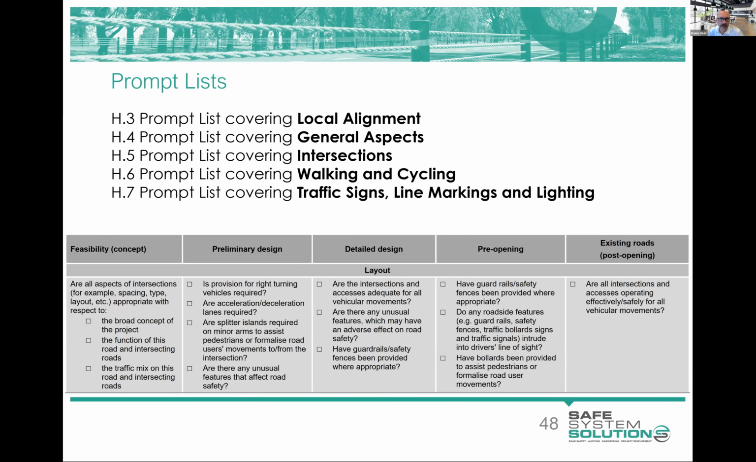But really, these are the prompt lists. There are prompt lists covering local alignment, general aspects, intersections, walking, cycling, traffic signs, line marking, lighting. And for each one of these, like H3, H4, you'll see that there's feasibility, preliminary, detailed, pre-opening, existing roads. And these questions are exactly as we say up there, they are to prompt your thinking. So you think about, is there provision for right-turning vehicles? Is that required? Is it there? And so you'll be thinking through that.